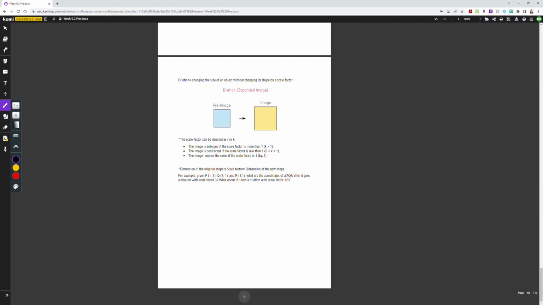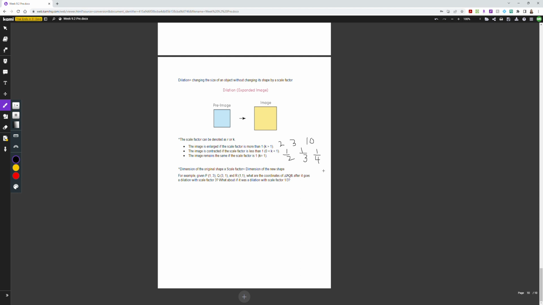And then here's a really good tip for knowing if it's going to become bigger or smaller. So if our scale factor is more than 1, like 2, 3, 10, our image is going to become bigger. And if our scale factor is less than 1, so it's between 0 and 1, like half, 1/3, 1/4, so essentially a fraction, that means our image is going to shrink. It's going to become smaller. And if its scale factor is 1, then it's just going to be the same size.